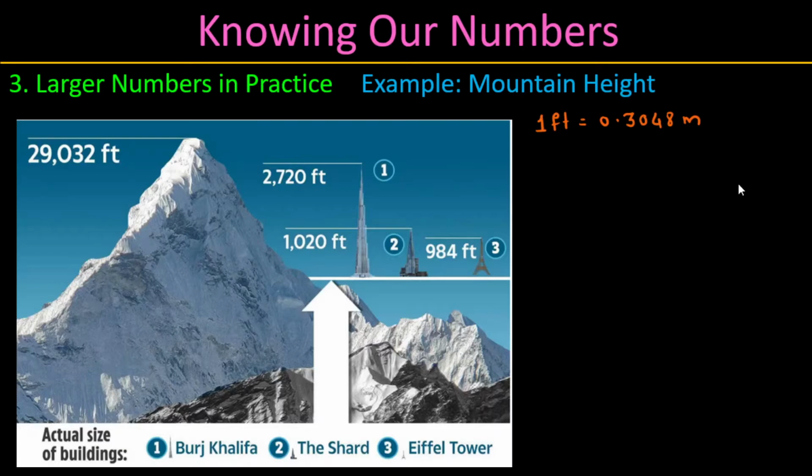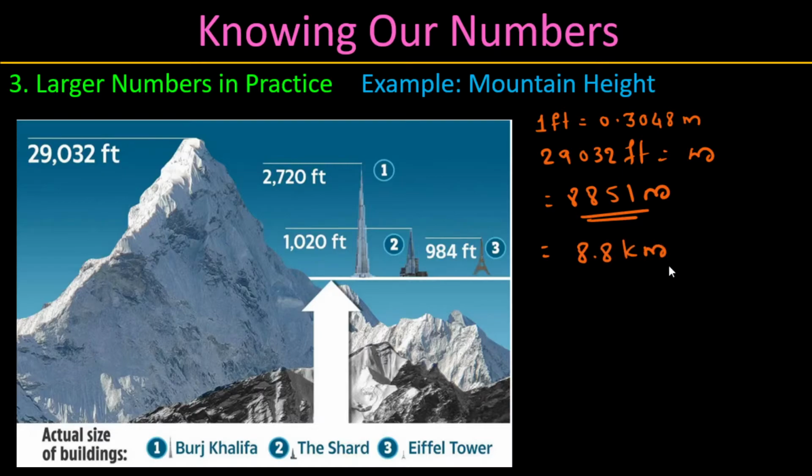In the Himalayas, the topmost mountain is Mount Everest. The height of Mount Everest is 29,032 feet. If you convert it in a practical way, let's see how exactly it comes. If you convert into meters, it will be approximately 8,851 meters, which means its height is 8.8 kilometers from sea level. All heights will be measured from sea level, just for your information.